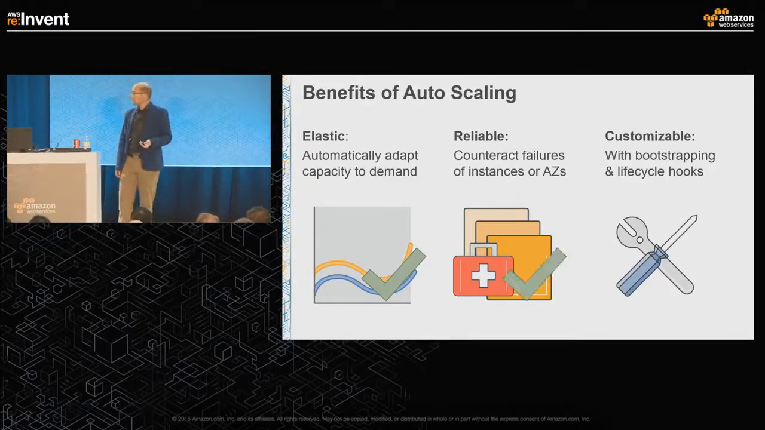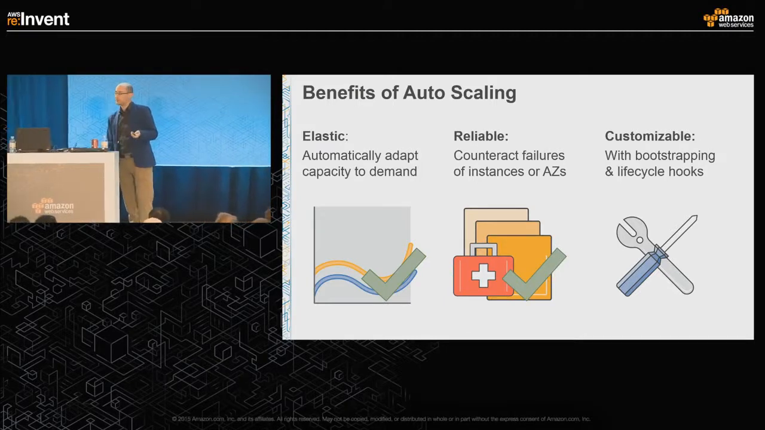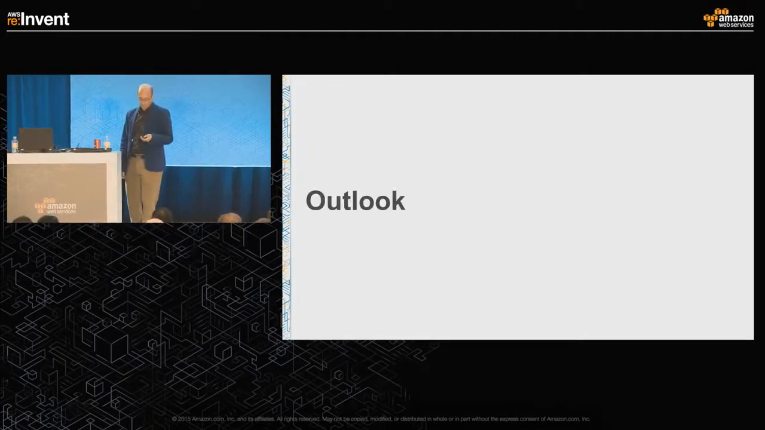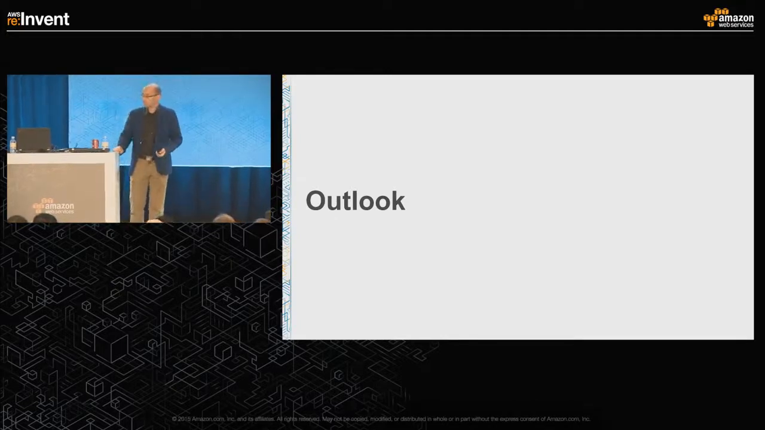So that's another benefit of autoscaling, that it allows you to customize something that's usually very automated. You can override launch configurations, you can override the lifecycle hooks. It gives you a lot of opportunities to actually influence the behavior of that group.